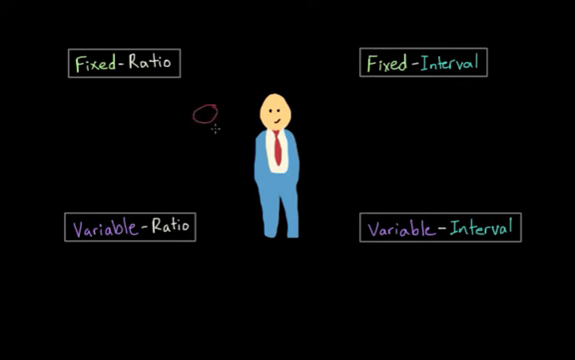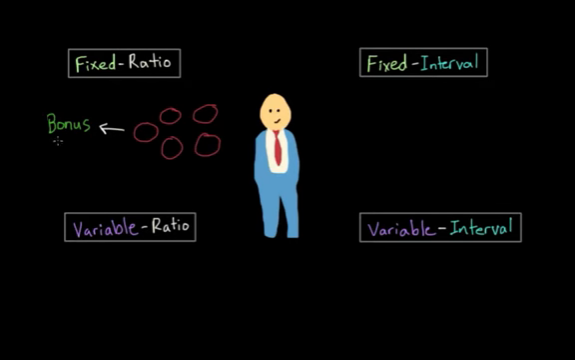So pretend this car salesman gets a bonus for every 5 cars he sells. That bonus is a reinforcer placed on a fixed ratio schedule. On a fixed ratio schedule, reinforcement only occurs after a fixed number of responses. So this car salesman has to sell 5 cars in order to get a bonus.